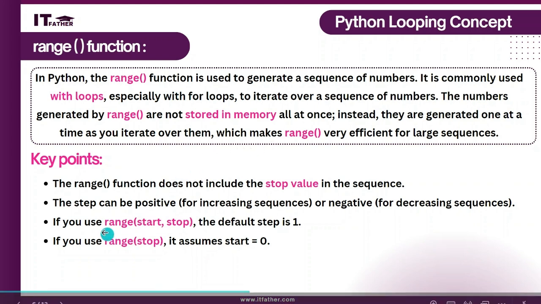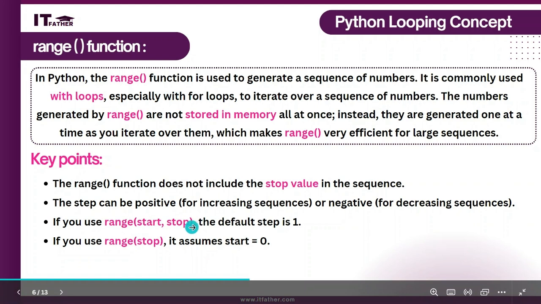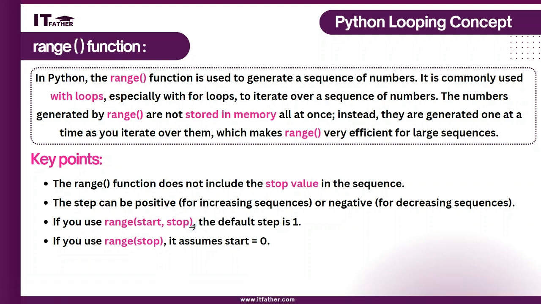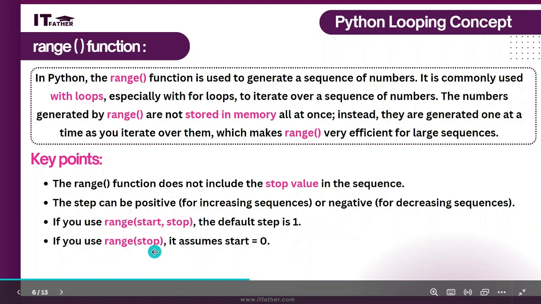But if you are writing this statement, range with start and stop, if you are giving two arguments within the range function, then the number will start from the starting number, and the last number will be less than the stop number, and the default step will be 1, the gap will be 1. If you use range with only a stop, it assumes the start from 0, meaning if you are writing range 10.